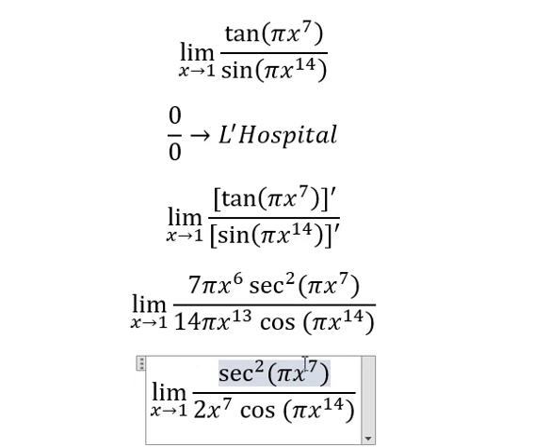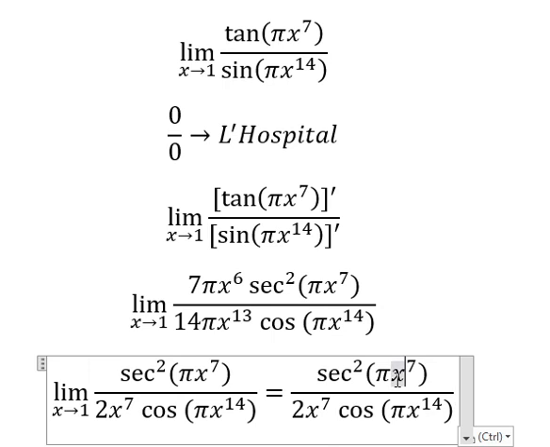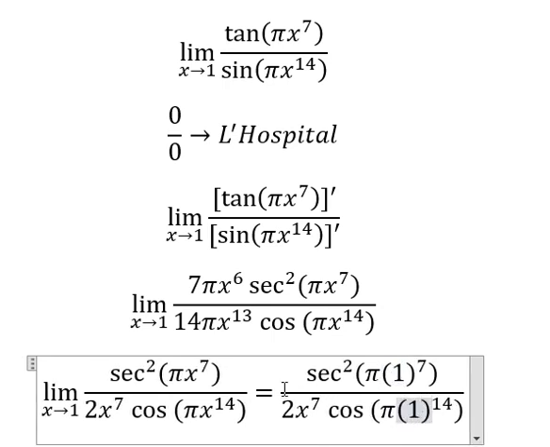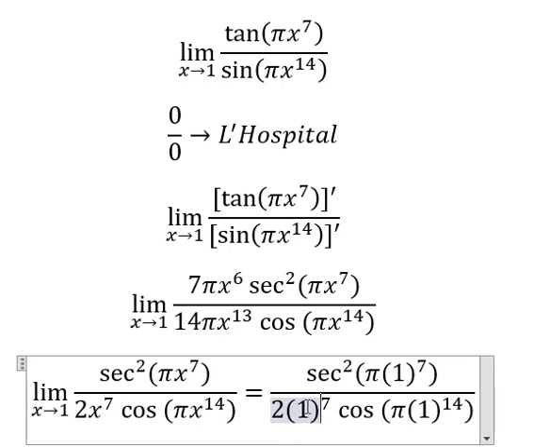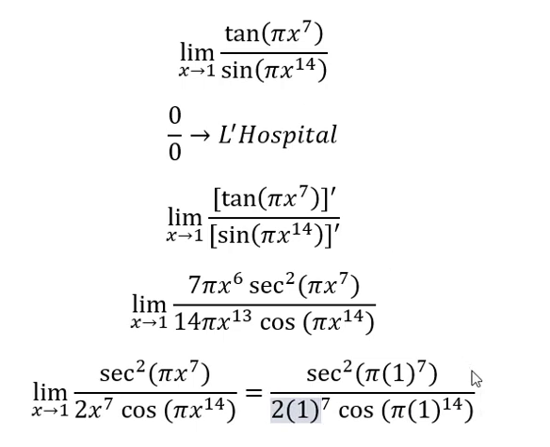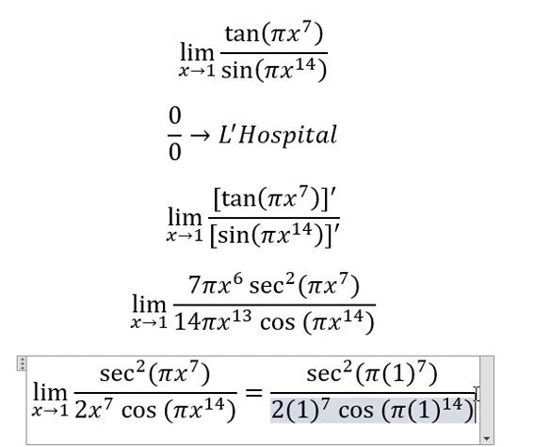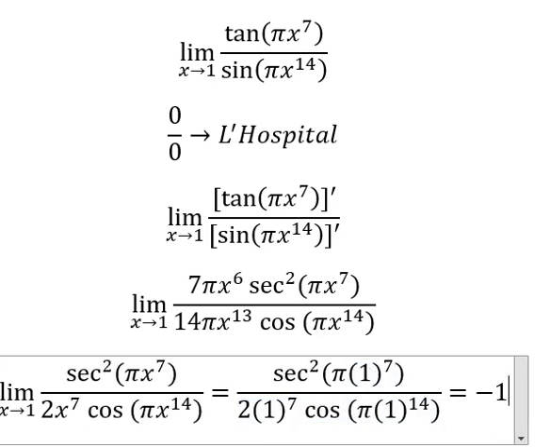Now we put number 1 here and here. So we calculate this one, and we have negative 1 over 2.